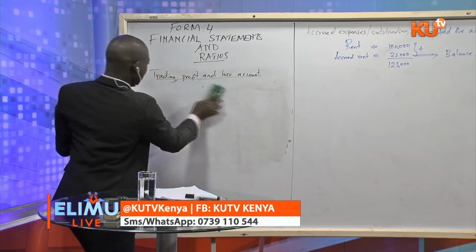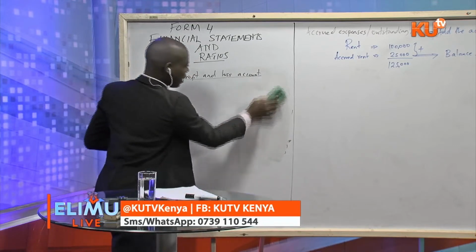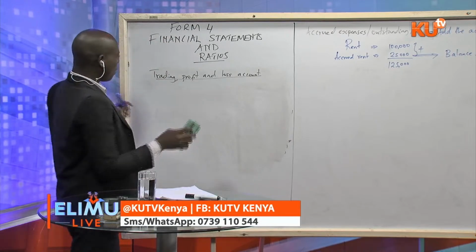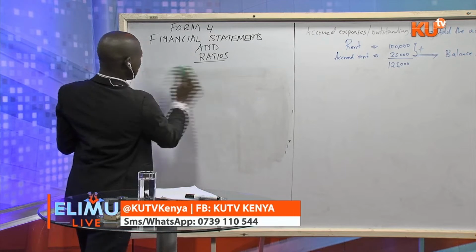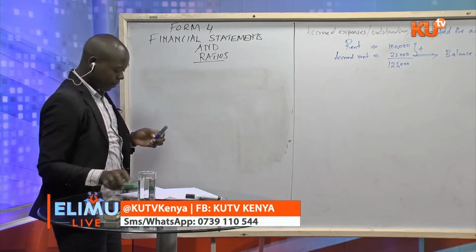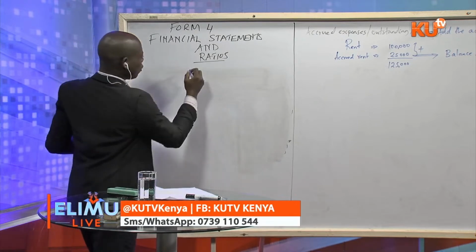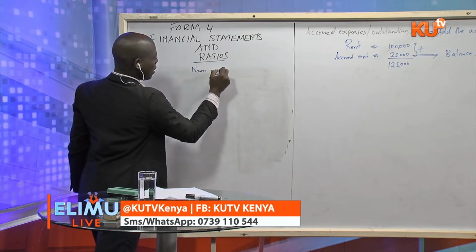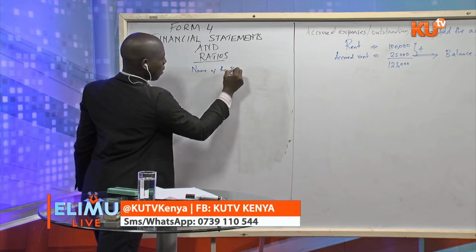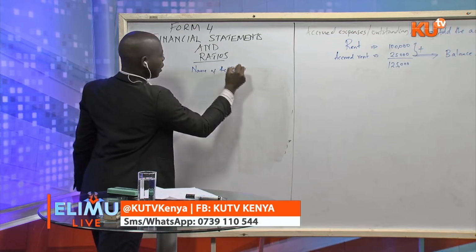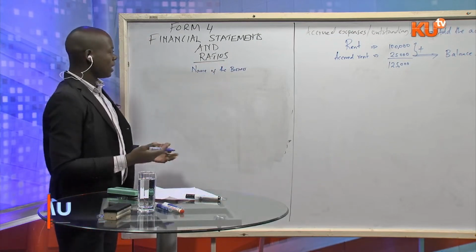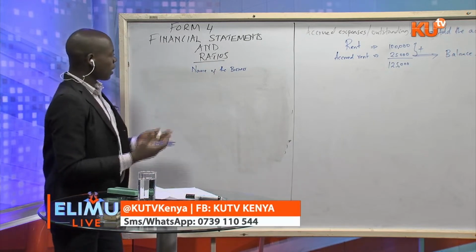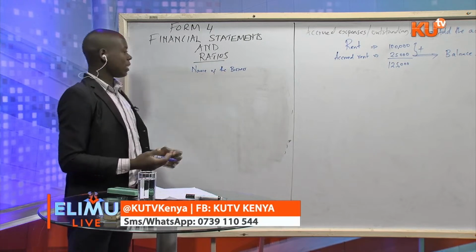Therefore, students, let's see what this trading profit and loss account is and how it appears. The format is very simple. First, we indicate the name of the business. Maybe this is James and James Limited, so the name will be James and James Limited. If you had, for example, Makindu Traders, you write Makindu Traders.